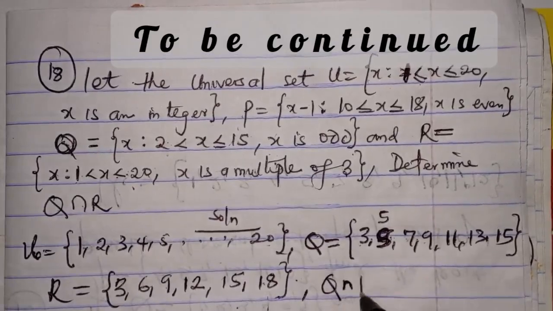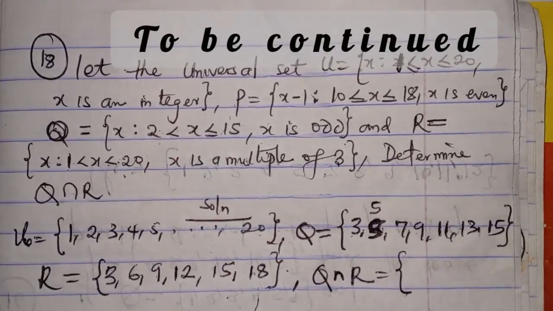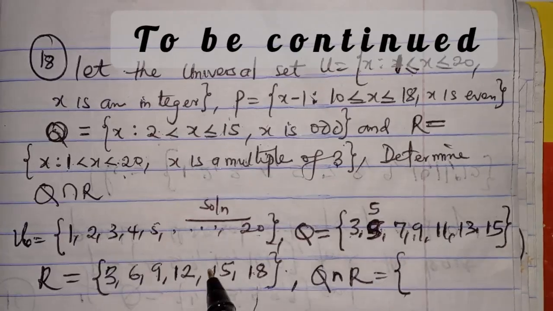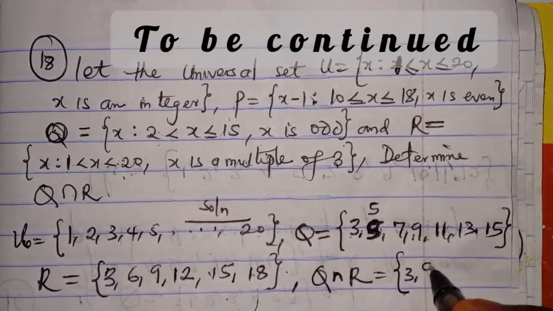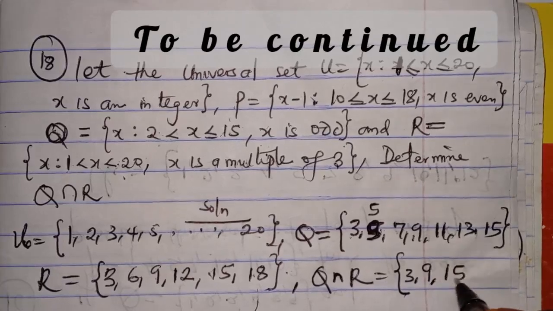So what is Q intersection arrow? Intersection is the set of all elements that are common to both sets. So which element is here that is also here? 3 is there. 9 is there. You can see it very well. 15 is also there.